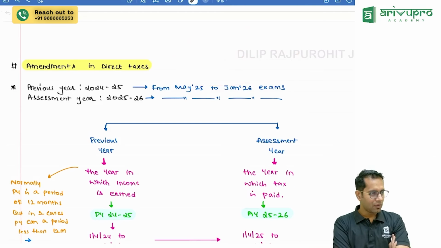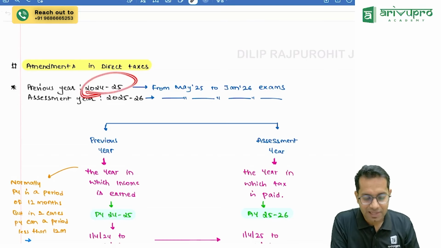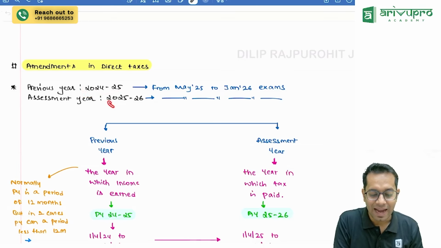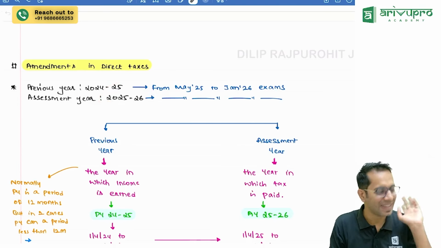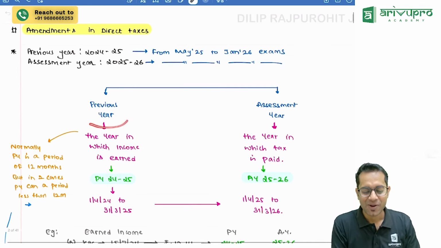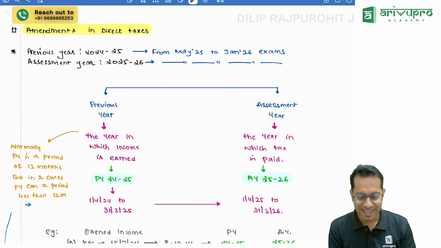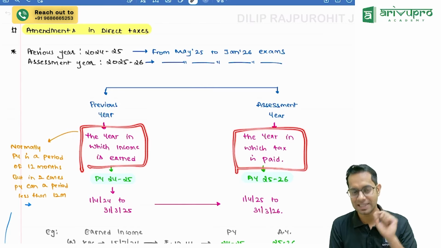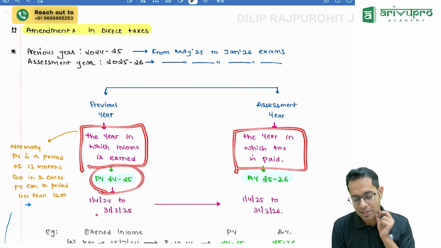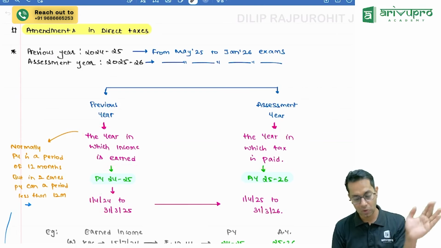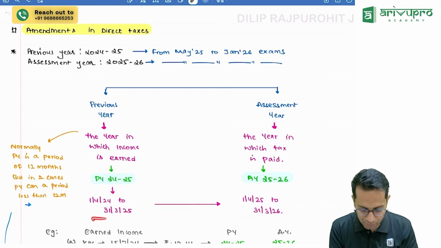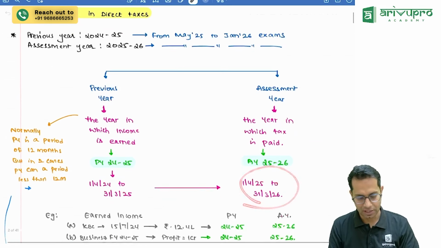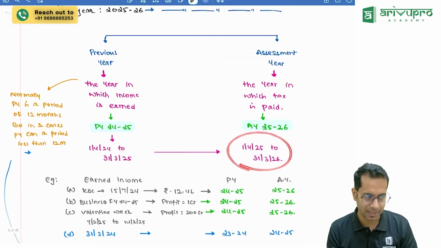Now, the previous year applicable for your examination will be 24-25, and the assessment year will be 25-26. What do you mean by previous year? Previous year is the year in which income is earned, and assessment year is the year in which tax is paid by you. So for your examination, whatever income is earned during the period 1st April 2024 to 31st March 2025 will be applicable to you. On this, you will have to pay the taxes in the assessment year.